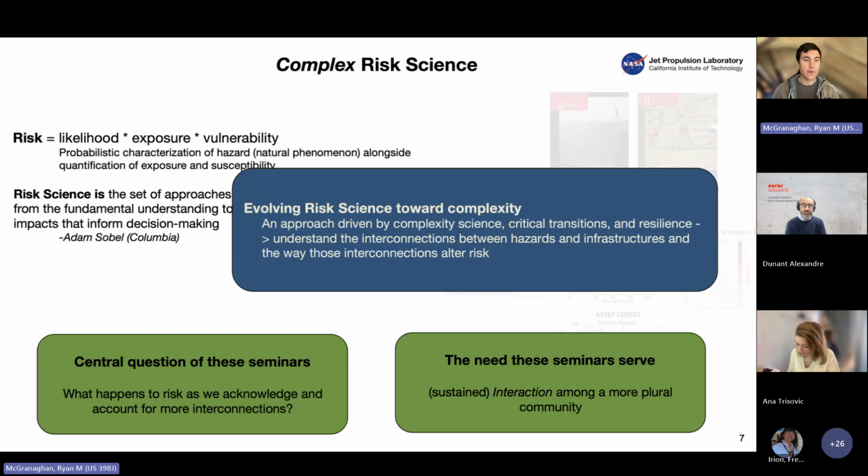So these seminars are serving the purpose of bringing about knowledge for how to do that. It's not just one-time interactions, but it's really trying to sustain those interactions to create a more plural community, so that we know who to work with when we're proposing new things, when we're working on a new study, where to go for answers for some of the big questions that we have, and to benefit from one another's work as well.